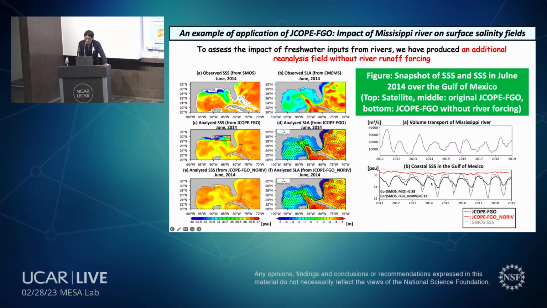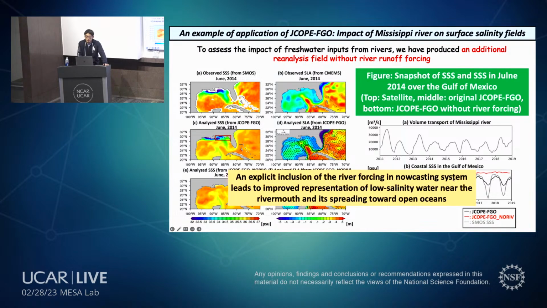Yeah, a similar feature can also be seen in the time series of sea surface salinity here. So these results suggest that explicit inclusion of the river runoff forcing is crucial for better representation of low salinity water and its spreading to the open ocean. As shown in this example, this product may also be used for sensitivity experiments.